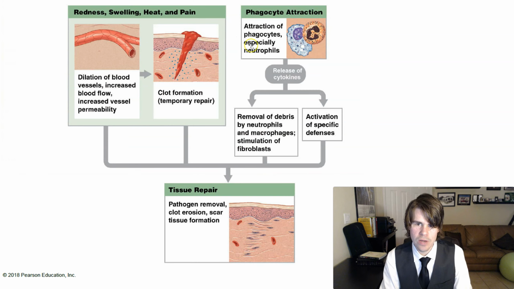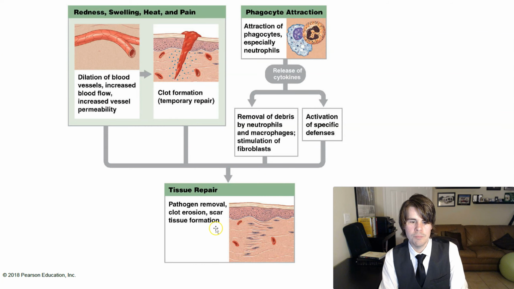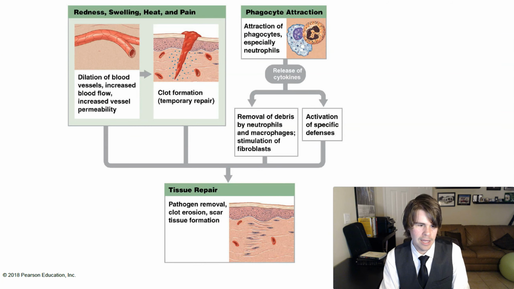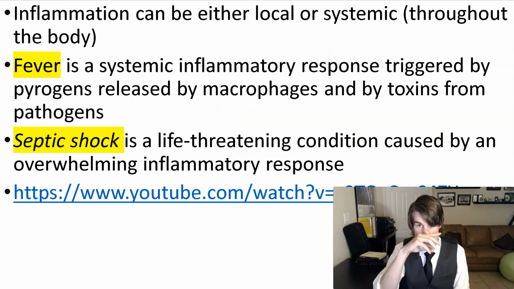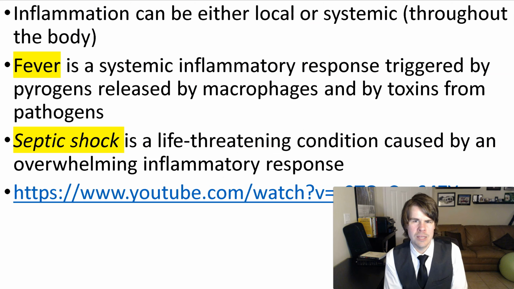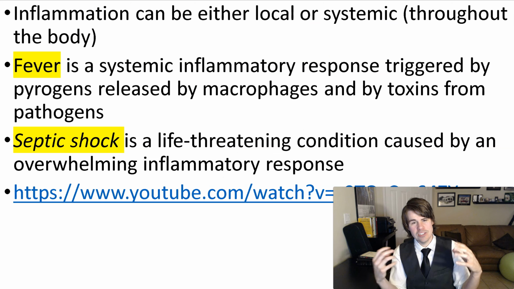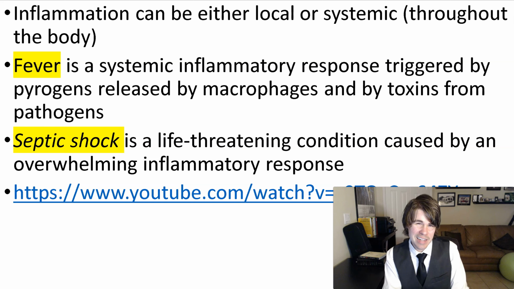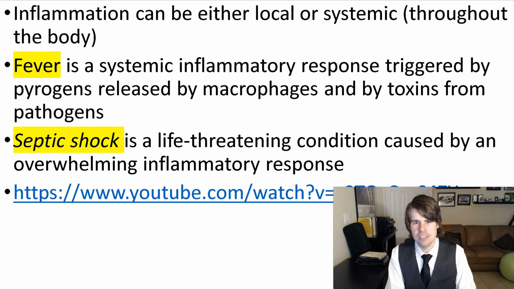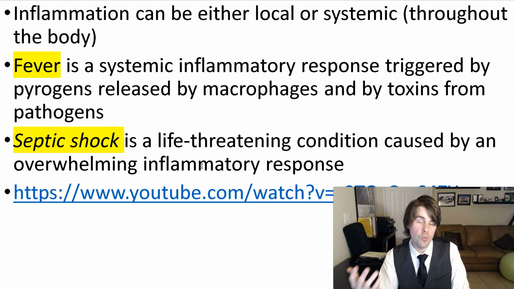And so this picture right here just kind of walks you through what I've been talking about. If you want to pause it, you can and look over that. The inflammation response can either be local or systemic. So it can be localized, but it actually can be a whole body response. Fever is an example of a systemic inflammatory response triggered by pyrogens released by macrophages and by toxins from pathogens. We already talked about septic shock, but that's caused by an overwhelming inflammatory response. This video right here is, I think, about septic shock, but you don't have to watch it.